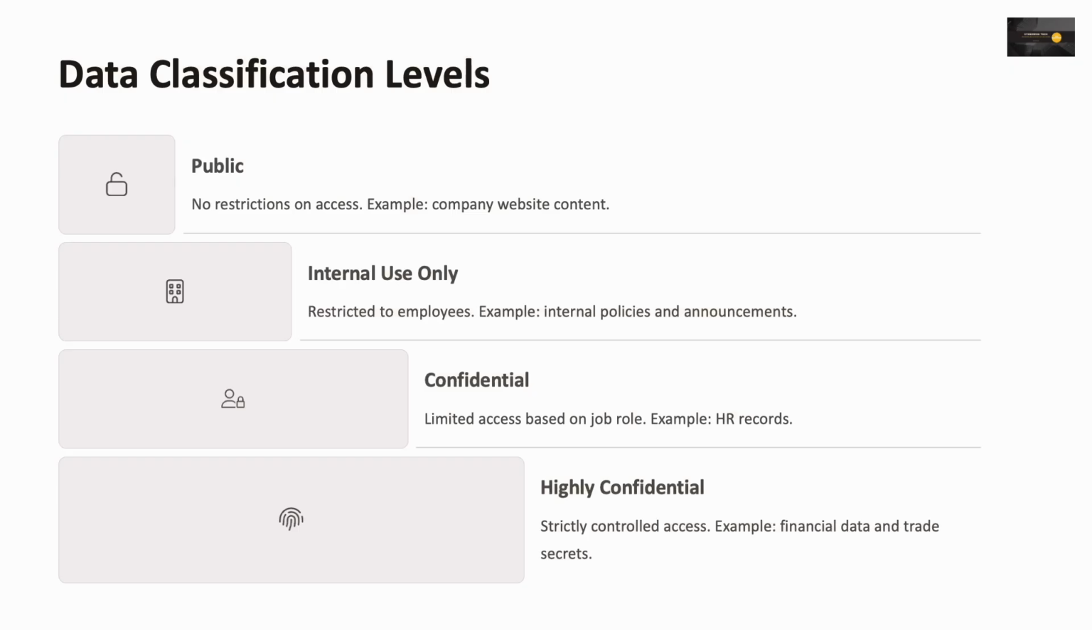Now, organizations typically classify data into 4 categories. The first one is public data, which has no restriction, like your website. The next one is internal data, which is limited to employees, like business policies. Then confidential data, which requires strict access, like customer records. Then highly sensitive data, which is strictly protected and only accessible to very few people who need it, like financial reports and trade secrets. By assigning the right classification, organizations can enforce proper security controls, access restrictions, and encryption measures on this data.